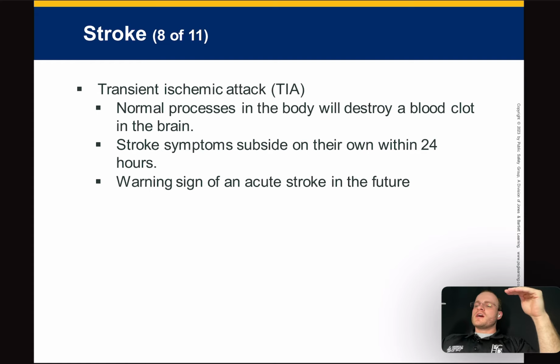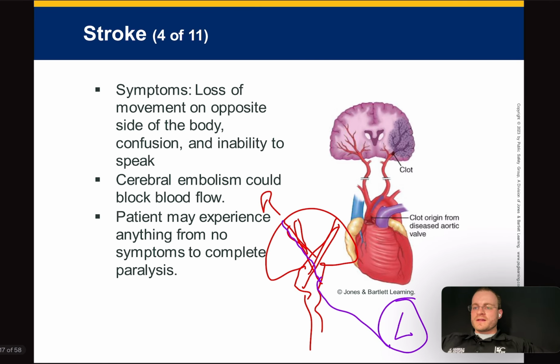And so a transient, a stroke that comes and goes, ischemic, cells are starving for oxygen, attack. So this is an ischemic attack that comes and goes. Okay, that's the layman's definition of it. And what they say is the normal process in the body will destroy a blood clot in the brain. So we can have a stroke, right? We could have this stroke. And if the vessel is small enough, if the clot is small enough, sometimes our body will go in there and break it up before the area fully dies.